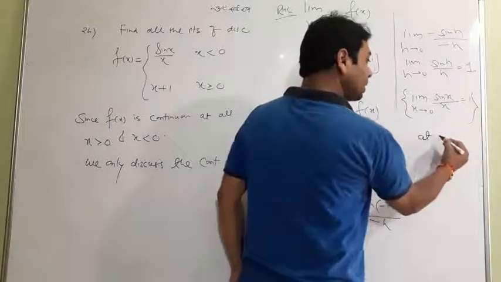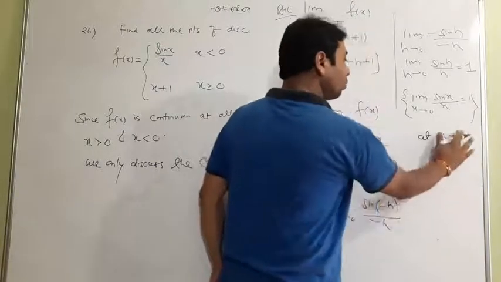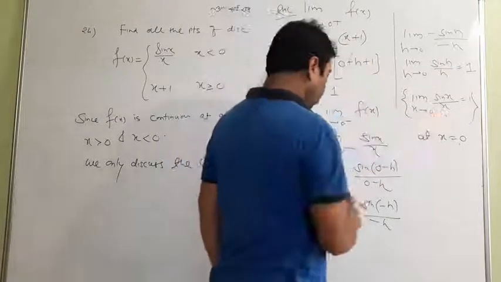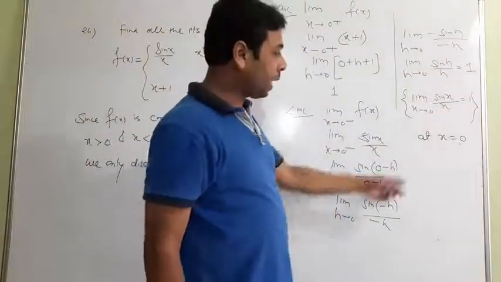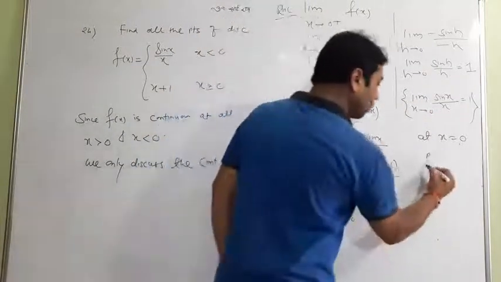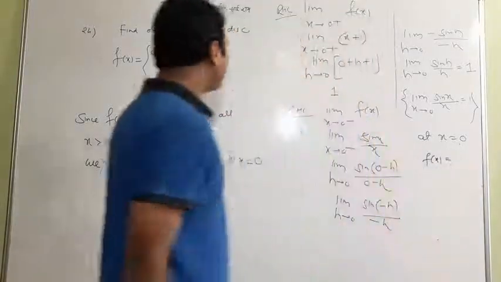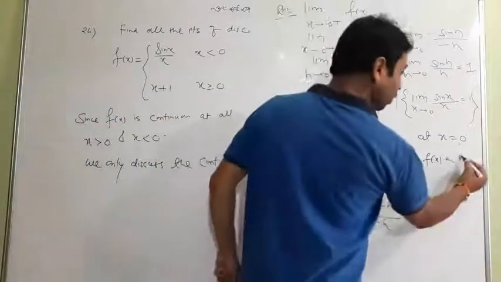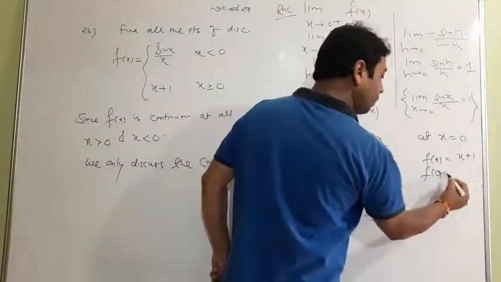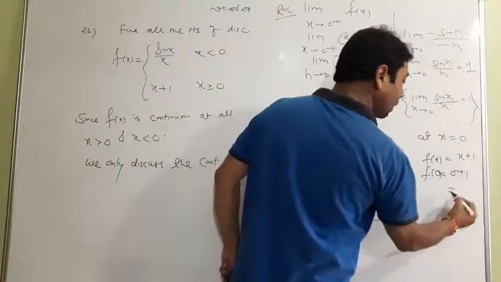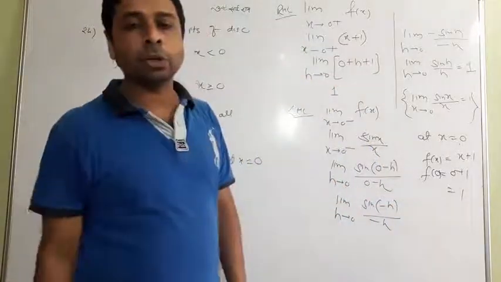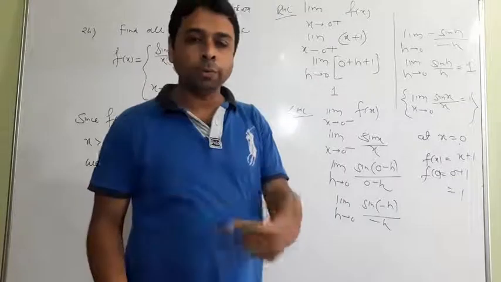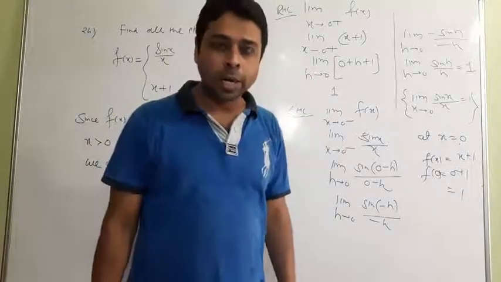At exactly x equal to 0, the right hand limit and the left hand limit have come out equal. Now at x equal to 0, what will the function be? For x equal to 0, the function is x plus 1. When I put exactly the value 0 plus 1, again the answer is 1. And in the last line I write that the left hand limit equals the right hand limit equals the main value, meaning the function is continuous at x equal to 0.